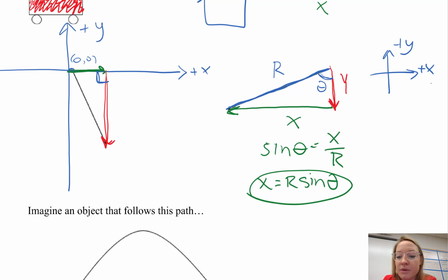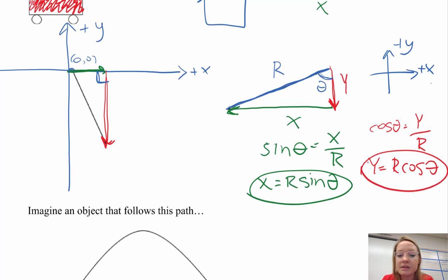And we could do the same thing for Y. So for Y here, Y is the adjacent to theta, and we know R. So if we have adjacent and hypotenuse, we use cosine. So cosine of theta equals adjacent over hypotenuse. We can get Y by itself by multiplying both sides by R. So then we get Y equals R cosine of theta. So that's how you can find what those are.